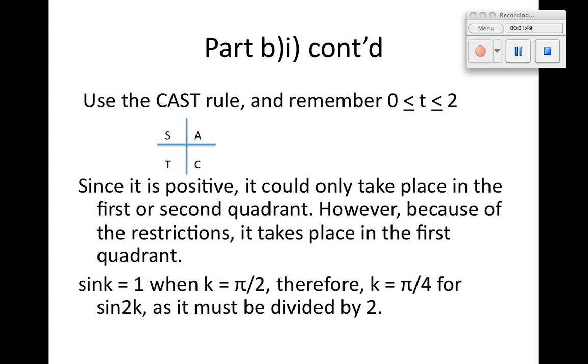So since it is positive, it can only take place in the first or second quadrant. But because of these restrictions, it must take place in the first quadrant. So sine of 2k is equal to 1 when 2k is equal to pi over 2. So therefore k must equal pi over 4, because it must be divided by 2.